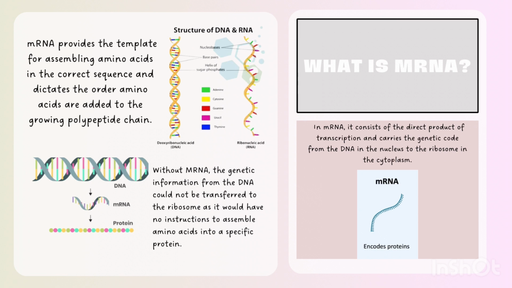Without mRNA, the genetic information from the DNA could not be transferred to the ribosome, as it would have no instructions to assemble amino acids into a specific protein. mRNA provides the sequence of codons that determine the order of amino acids, and without it, the process cannot start.